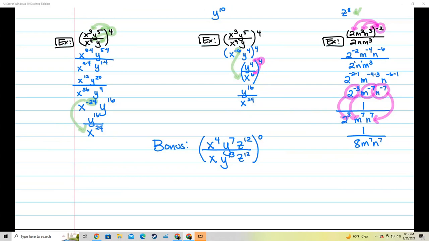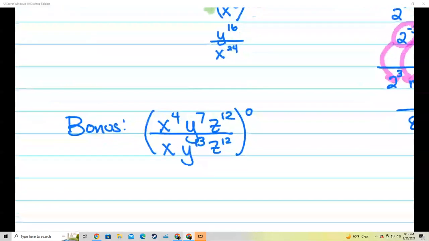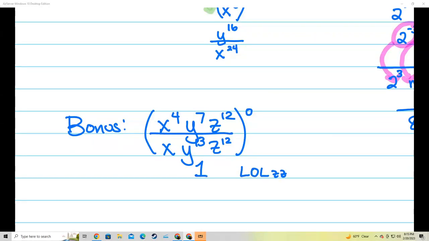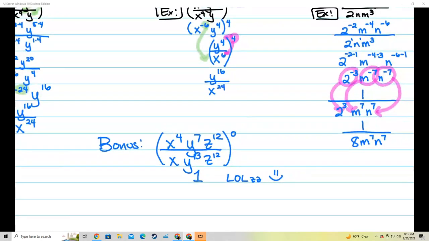Well, this is what I do. I say, man, that's a lot of stuff in here. That's this big red blob to the 0 power. And I know anything to the 0 power? The answer is 1. And we're done. All right, guys. So yeah, that actually is just 1.